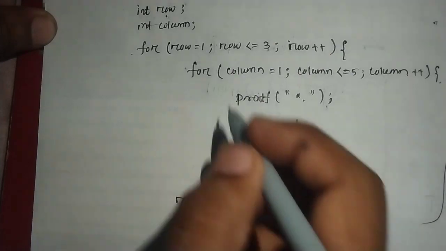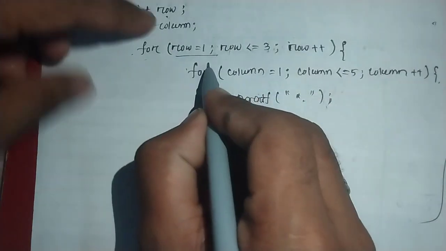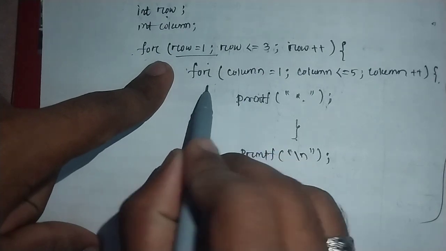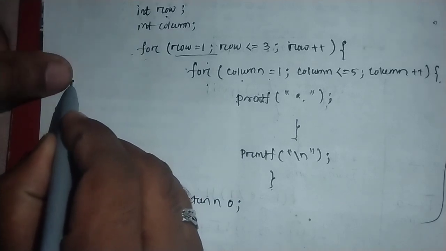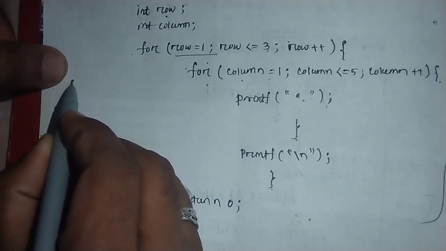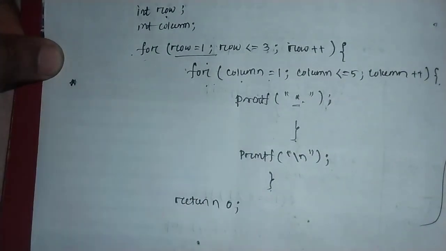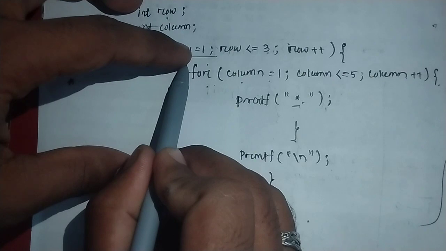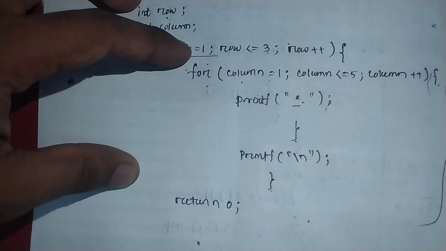Let's try to run this code. In the first iteration for row 1, it will go to the inner iteration, the column number 1. The row number 1 and the column number 1 are both the first element. So in the place of the first element it will print the star. Then for row number 1, until this inner loop is terminated, it will execute repeatedly.